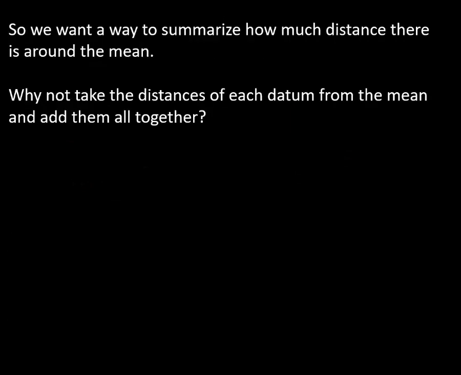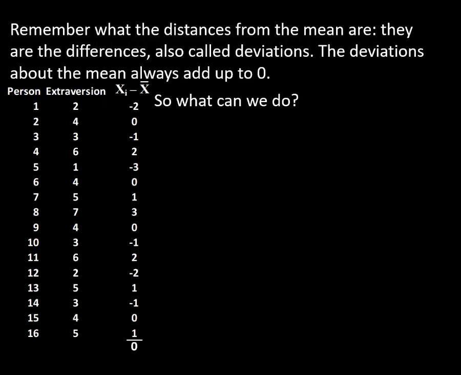So we want a way to summarize how much distance there is around the mean. So why not just take the distances of each datum from the mean and add them all together? Why not just do that? Do you guys remember from the mean? What happens when we do that? Well, remember that the whole reason we like the mean so much is that the deviations about the mean, in other words, the errors, always add up to exactly 0. There's always 0 net error with respect to the mean.